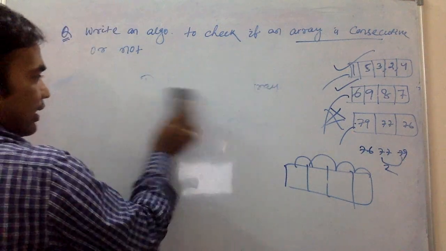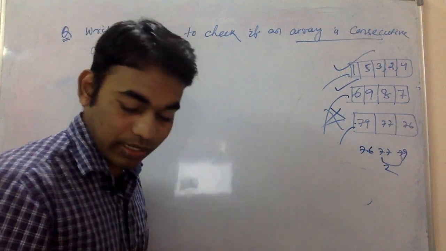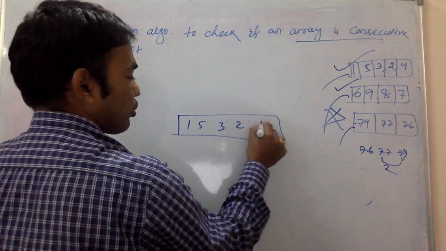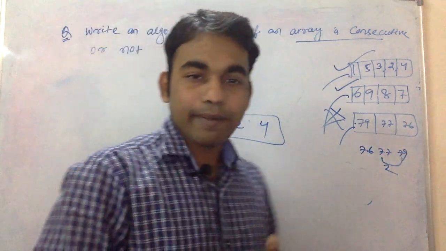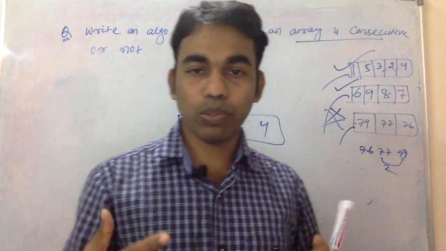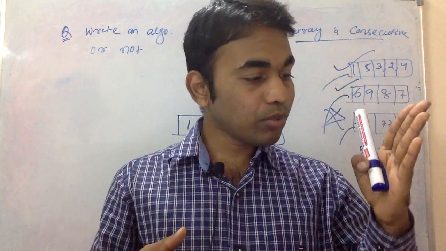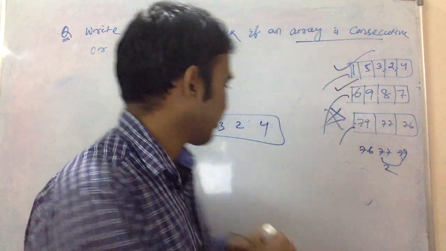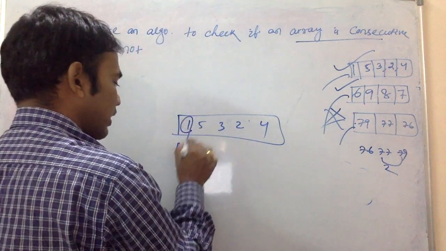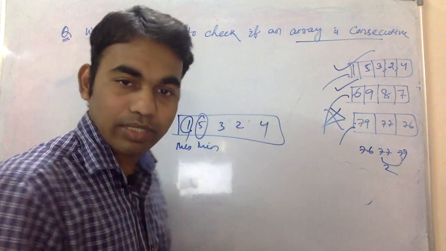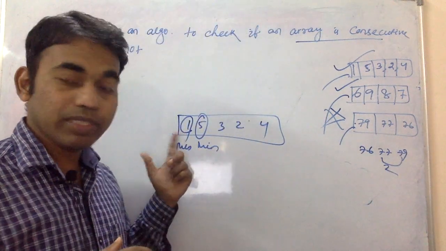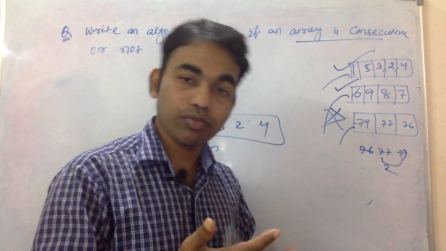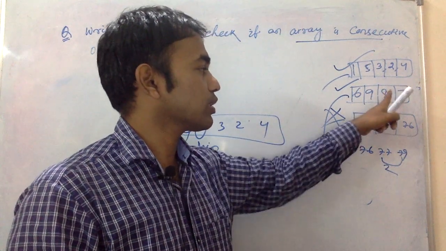In order to understand that, let us understand the behavior of this particular thing. Let me take this example, 1, 5, 3, 2, 4. Whenever I tell that an array is consecutive, what does that mean? Starting from minimum to maximum, every element must be present. If 1 is the minimum element and 5 is the maximum element, then every element between them, 2, 3 and 4, must be present.